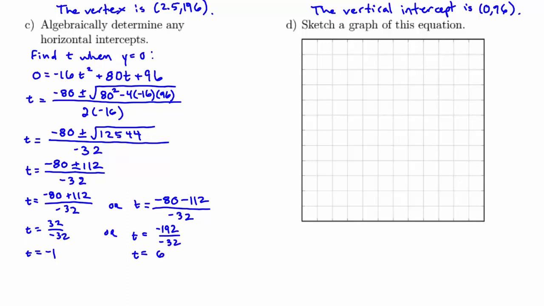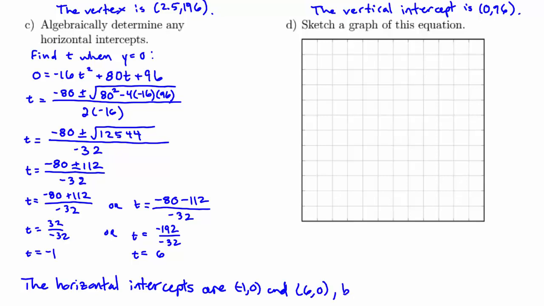Now, t being equal to negative 1 would denote a negative time, which simply isn't relevant here. So the horizontal intercepts are negative 1, 0, and 6, 0, but only 6, 0 is relevant. So I'll write these down: the horizontal intercepts are negative 1, 0, and 6, 0, but only 6, 0 is relevant.